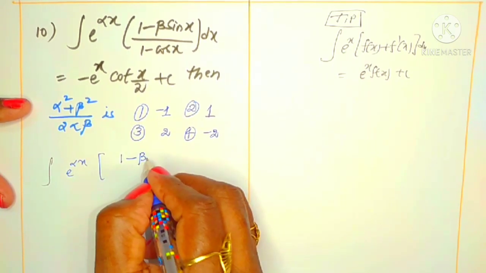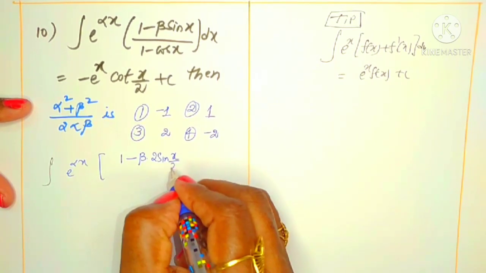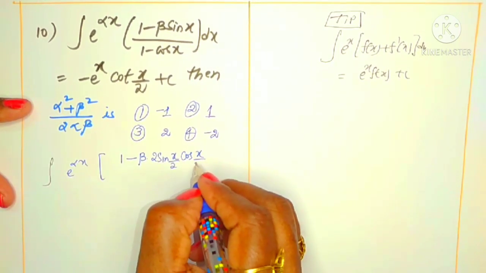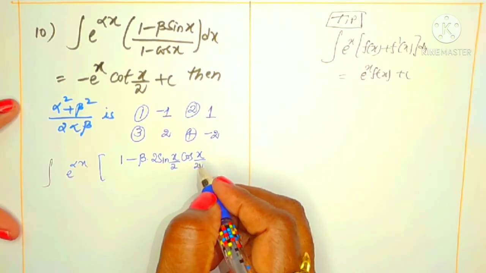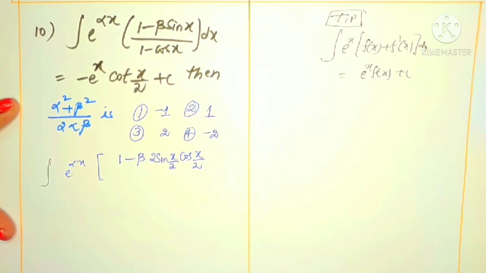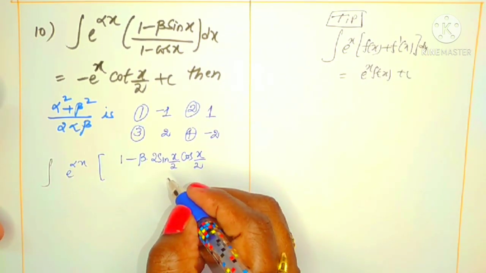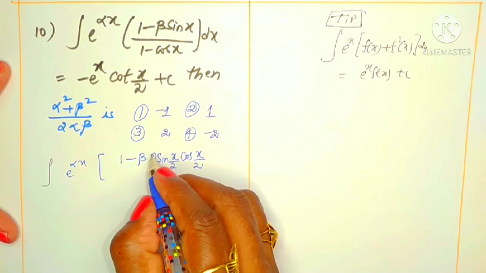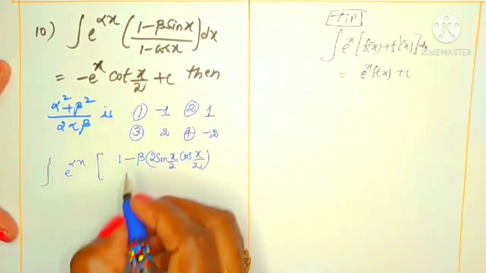Beta sin x. Sin x we can write as 2 sin x by 2 cos x by 2, according to the sin 2A formula. Calculus is indirectly a trigonometric application. You have to know the trigonometric formulas very well, then only can you come across them in differential calculus or integral calculus also. Okay, sin x we can write as 2 sin x by 2 cos x by 2, and 1 minus cos x.